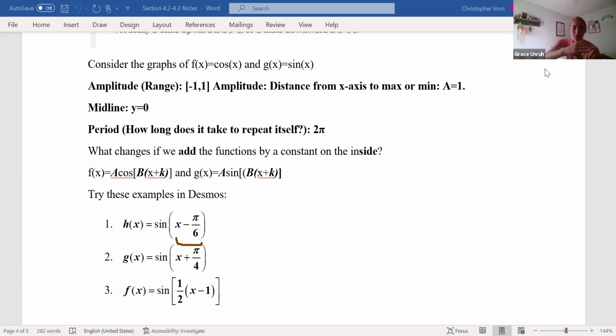Give everybody a chance here. It's going to move it to the left or the right. Yeah. So intuitively, if an outside change moved the graph up or down, when we added it on, wouldn't an inside change, we're adding onto the x, move it to the left or the right? Well, it does. But the thing is again, this is going to be counterintuitive. So when I subtract pi over 6, which way do you think it's going to move it, Grace?